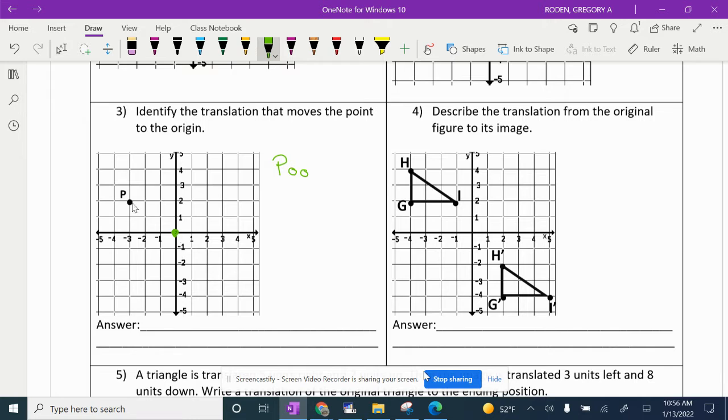So the P is our given point. Poo is the point of origin. P onto poo. So here we're going to do that, right? So how many do we have to go right or left to get the P? We got to go 3 to the right. So to get the P onto the poo, the first thing we need to do is go 3 to the right. That's our first translation. Then we have to go how many down? 1, 2. We have to go 2 down.